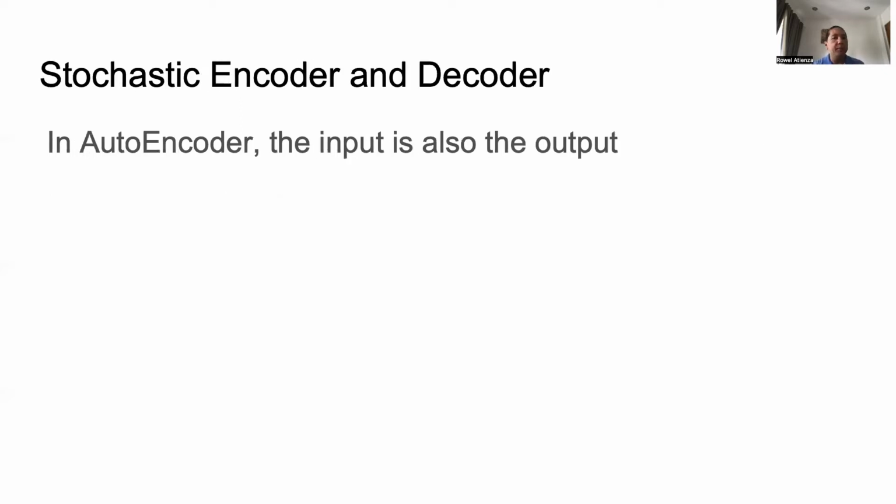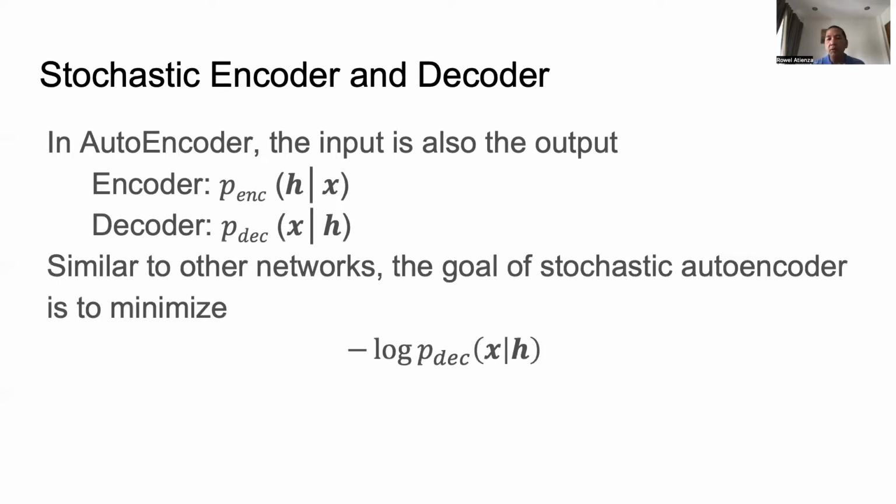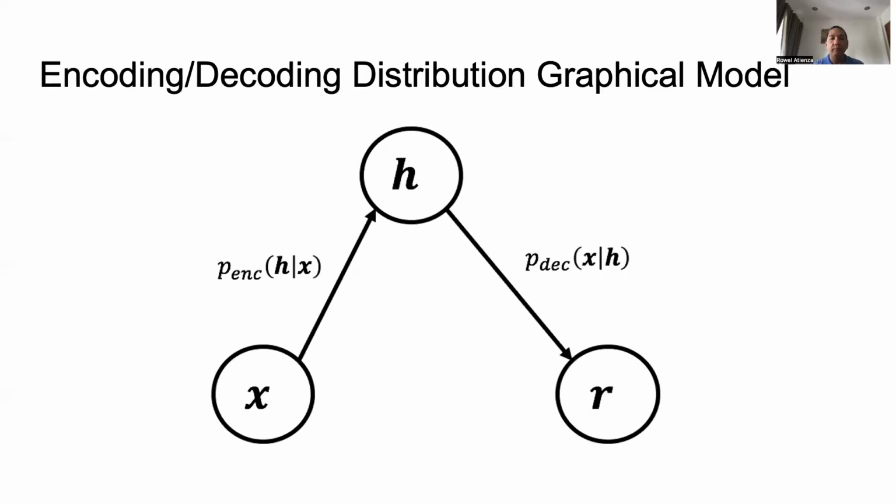Autoencoders can also be interpreted as stochastic neural networks. The encoder estimates the most probable code for a given input. The decoder estimates the most probable output for a given latent code. The whole network can be trained by minimizing the negative log likelihood. Using a graphical model, the encoder, hidden code, and reconstructed output can be represented as shown.